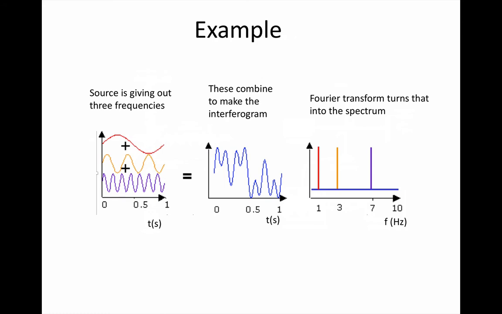Then a computer would do a Fourier transform analysis to get from that waveform to the actual frequency spectrum of the source, which is what you see in the graph at the right.